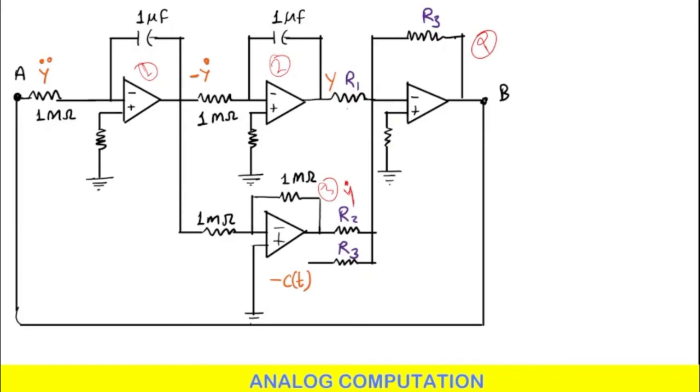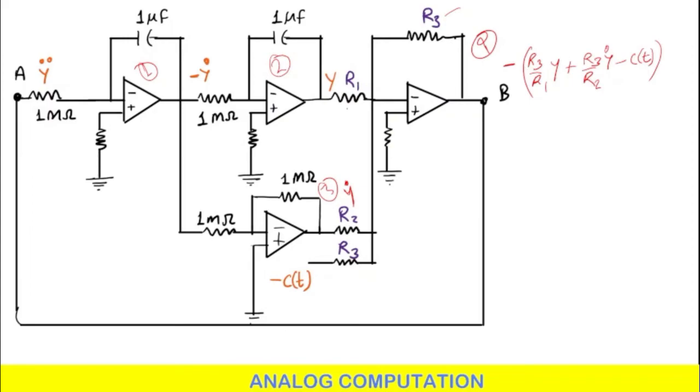So what you will get at the terminal B is R3 divided by R1 times y, that is the first input, plus the second input, R3 divided by R2 times y dot, plus R3 divided by R3, that is 1, times minus of ct. All of this is inverted, that is, there is a minus sign in front of it. So this is what you will get at the output.